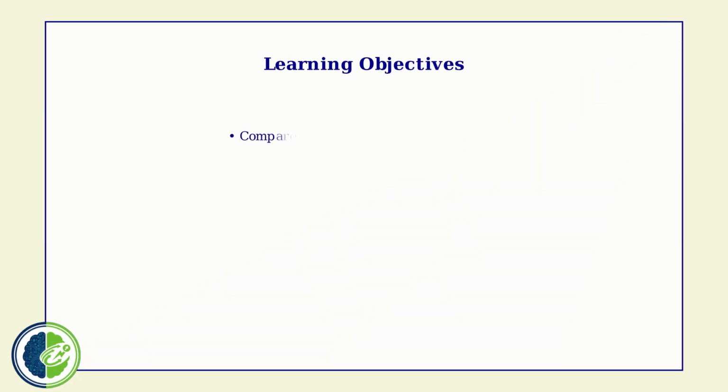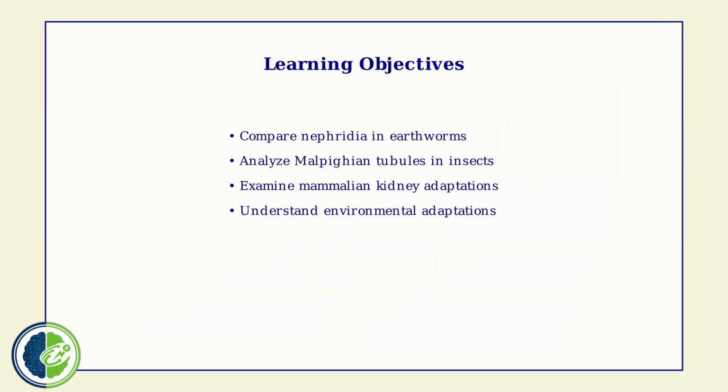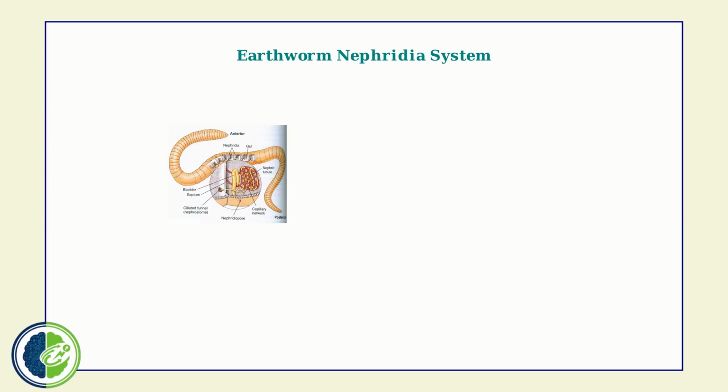Today we're comparing excretory mechanisms across three major animal groups: earthworms, insects, and mammals. By the end of this lesson, you'll understand how each system is perfectly adapted to the organism's environment and lifestyle. Let's start with earthworms. These soil-dwelling creatures use structures called nephridia for excretion.